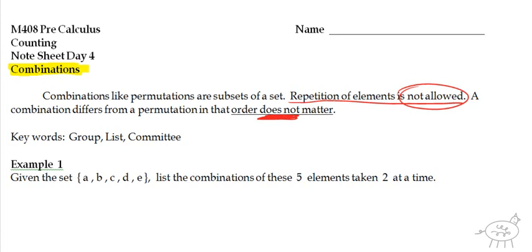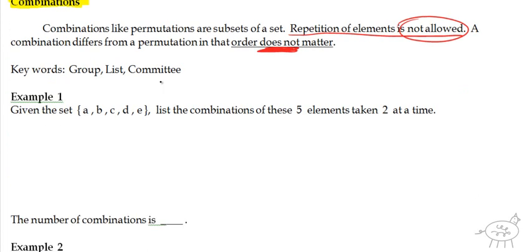First example: list the combinations of these 5 elements from A, B, C, D, E, taken 2 at a time. Well, let's just list them here. It's like saying AB, AC, AD, AE. And then if B is first, BC, BD, BE. And C is first, so CD, CE. And then D is first, DE.